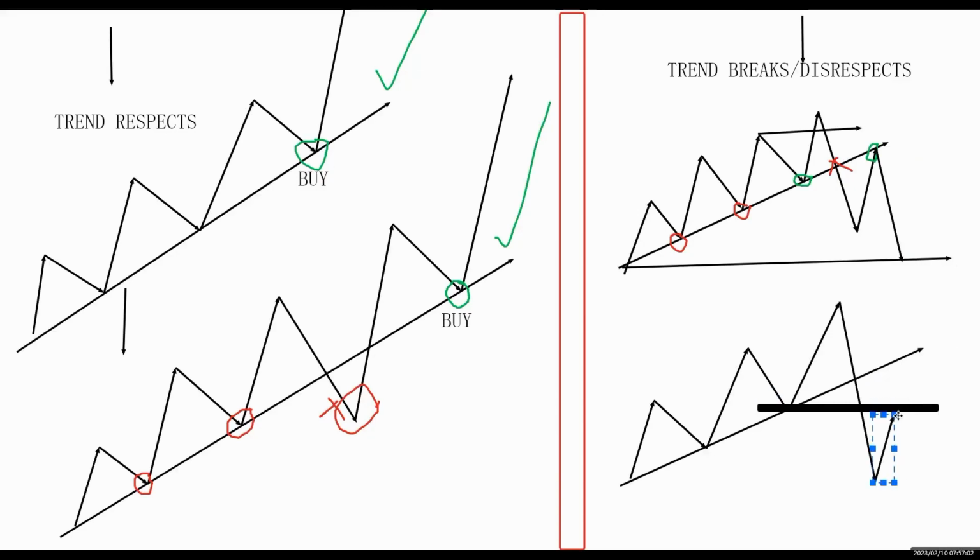This previous area of support right here, price retested it right at this level. It came back to touch right at this level. And afterwards, what did the price do? It rejected right here and continued to go to the downside. So what you do here is you take your profit the same way as well, right?